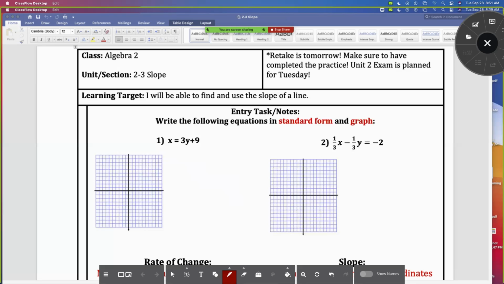All right, so if you look at this example, it is almost in standard form. My x and y are on the same side. My x is positive, but do I have integers for coefficients? No, so it's your job to fix that.